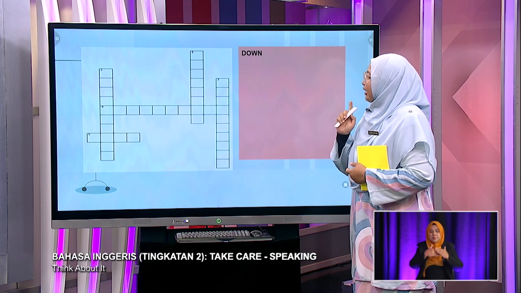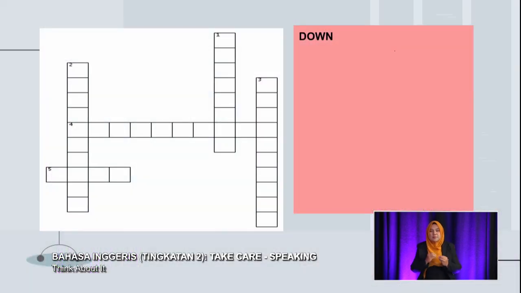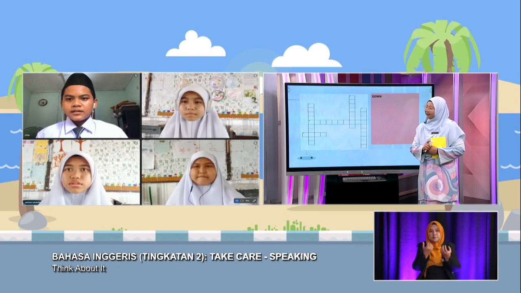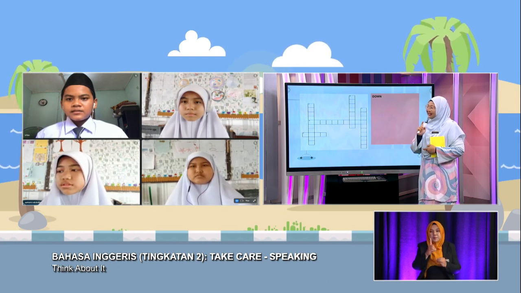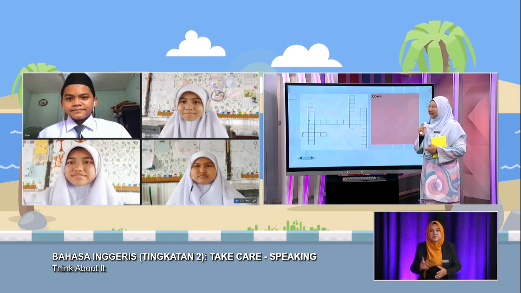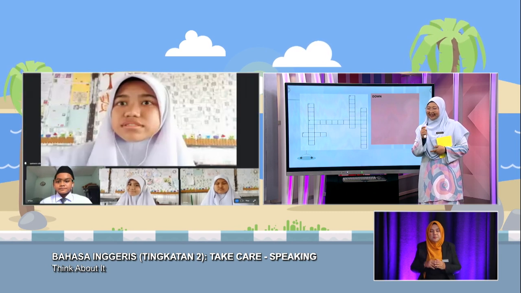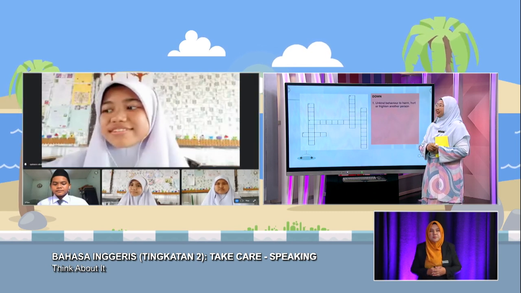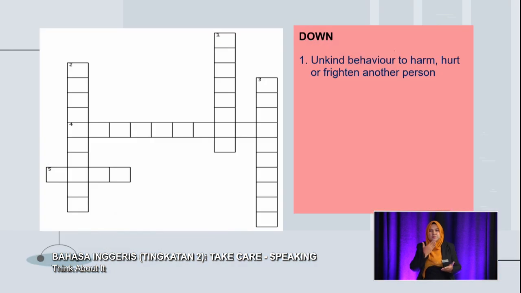So we have number one, number two, and number three for down. So who wants to try the first one? Anyone online who would like to try for the first one? Who's the first to go? Yes, Kaisara. So this is the clue for you. Are you ready? Okay, so the clue here is unkind behavior to harm, hurt or frighten another person. So, what is the answer? What is that?